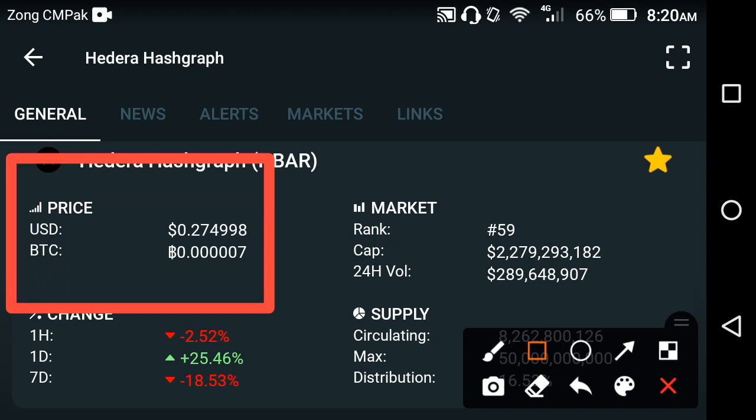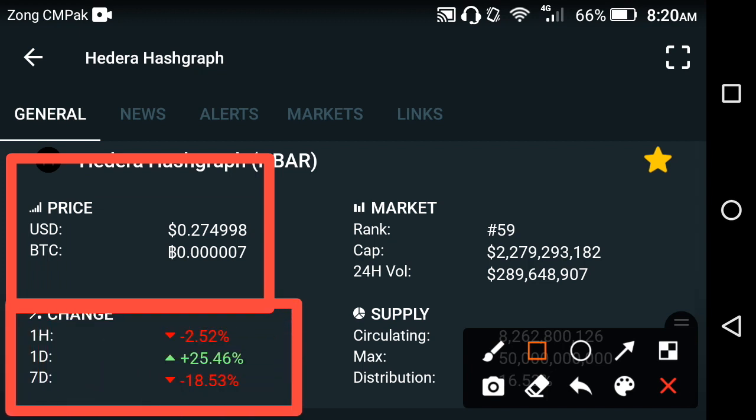And on the other side, if you look at the price changes occurring in Hedera Hashgraph, the pricing is going wrong. The last 1 hour pricing is negative, except after the last 1 hour, the last 1 day pricing is going positive, and only the last 1 week pricing is again negative. Only the last 1 day pricing is positive, and the last 1 hour and last 1 week pricing are going wrong, friends.